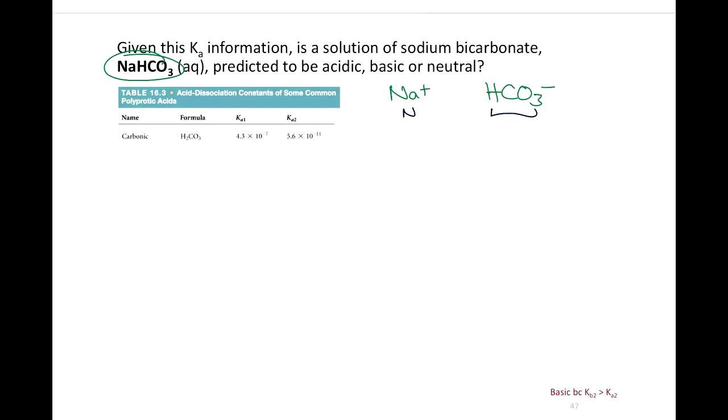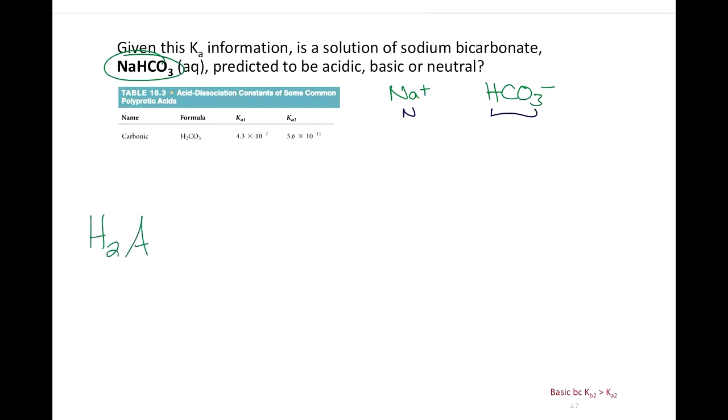Now we need to decide, is bicarbonate acidic, basic, or neutral? It's not obvious, because can bicarbonate gain a proton? Can it accept a proton and act like a base? Yep, there's a spot for it. Can it donate a proton as well? Yep, so we need to decide which one it does. So we have to compare Ka to Kb values, but we need to make sure that we compare the right ones, because we calculated two sets of them. So this is how I go about it.